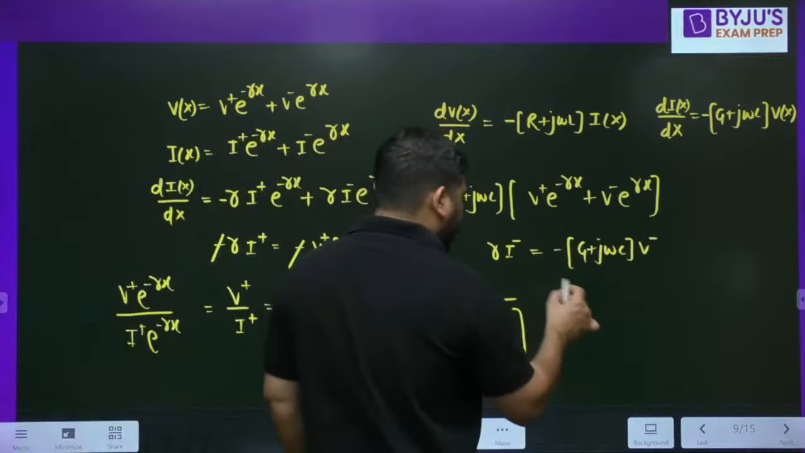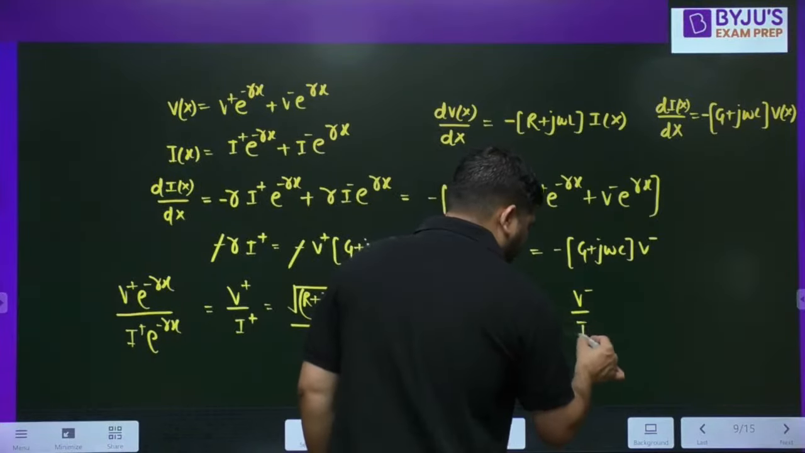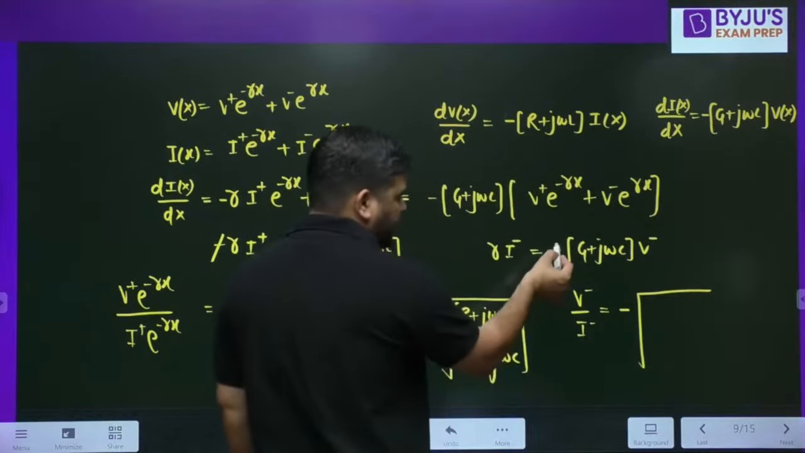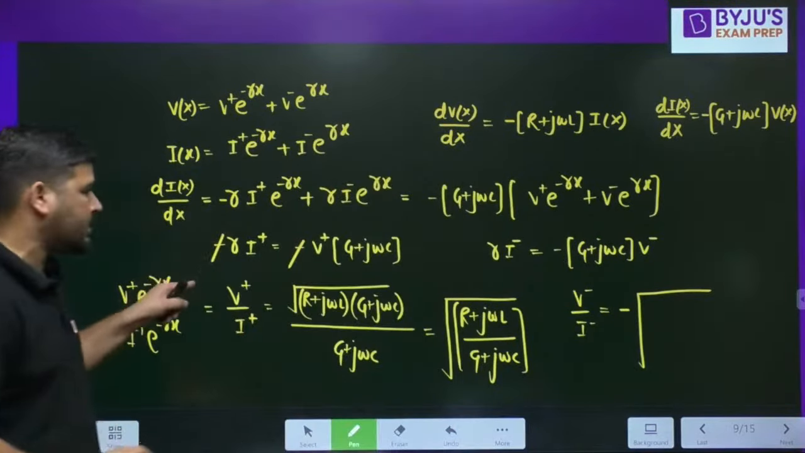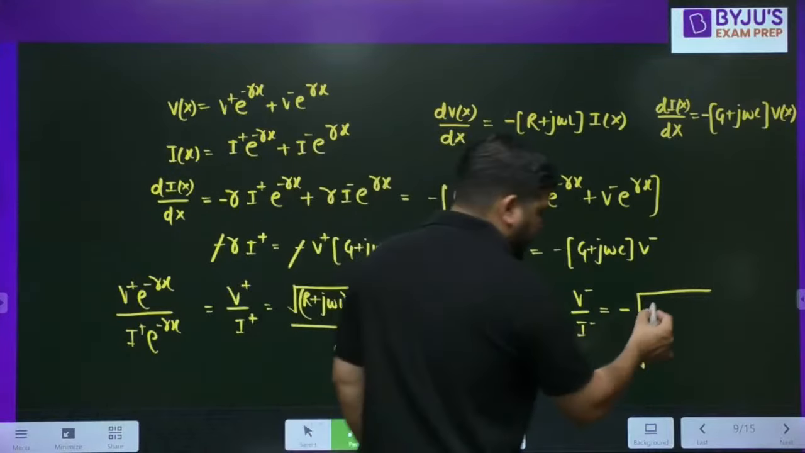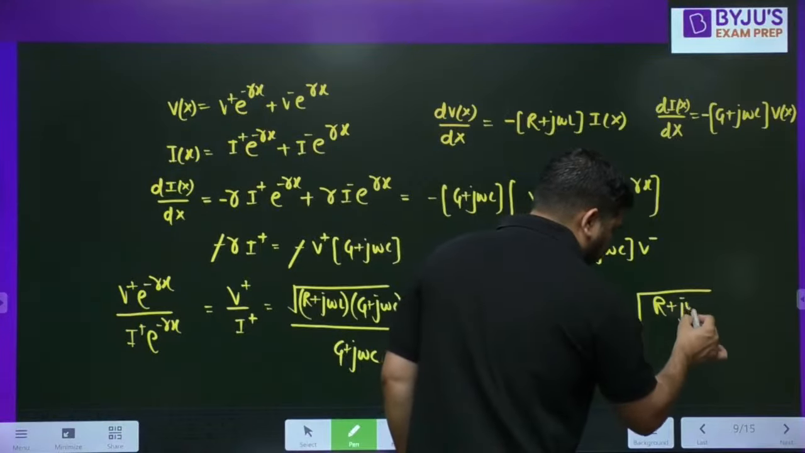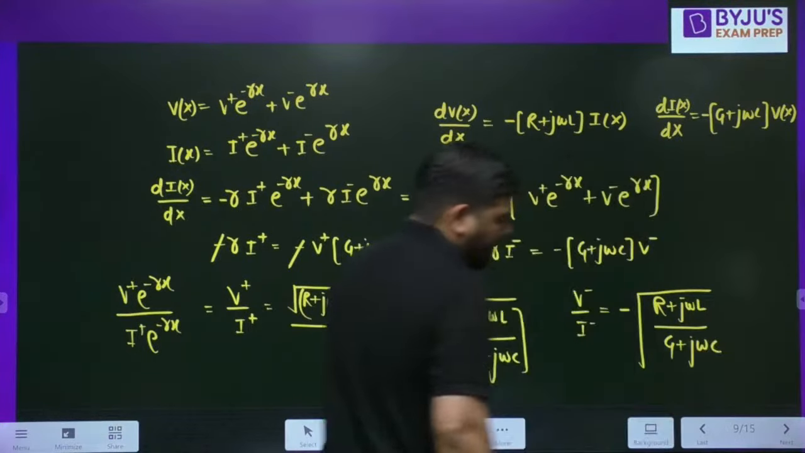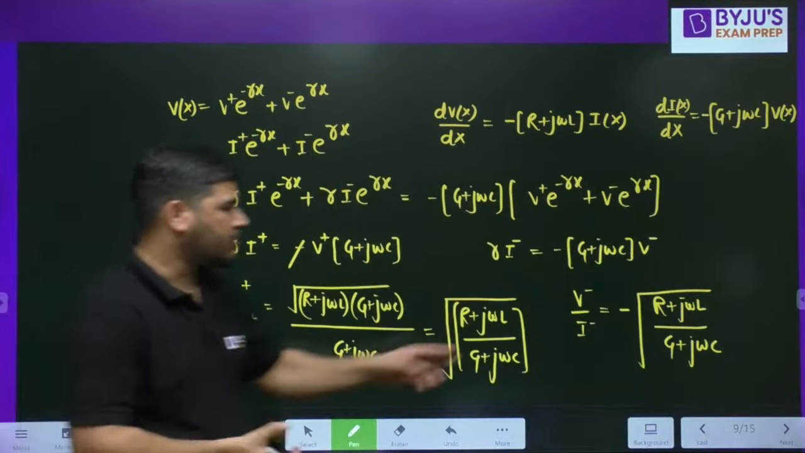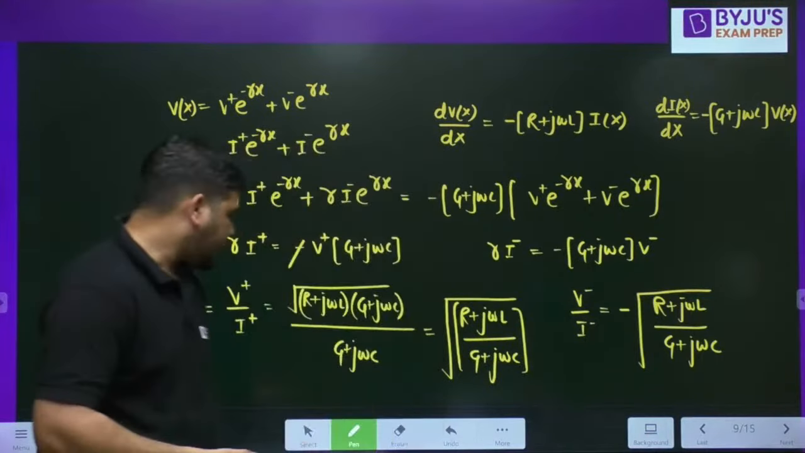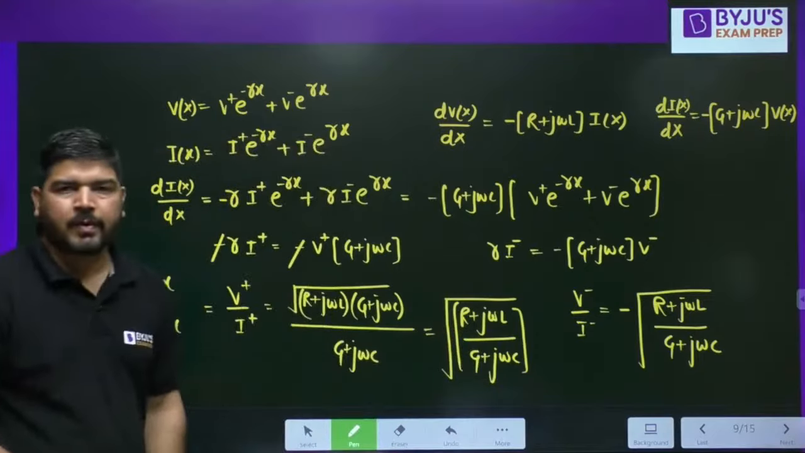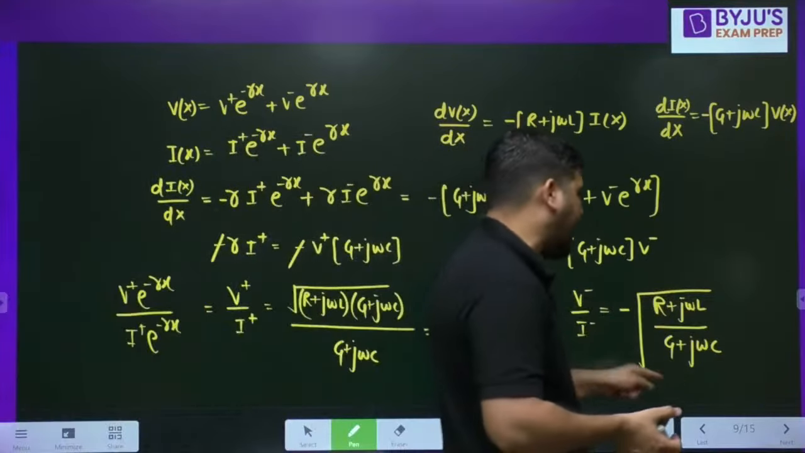Similarly, from here you can calculate V⁻ over I⁻. That will be equal to minus the root, because here the minus will not cancel, whereas in the previous case the minus cancelled. It will be minus the root of (R + jωL) divided by (G + jωC). Okay, this is V⁻ over I⁻, and this is V⁺ over I⁺. Now this is the impedance seen by the forward traveling wave. This is the impedance seen by the backward traveling wave.